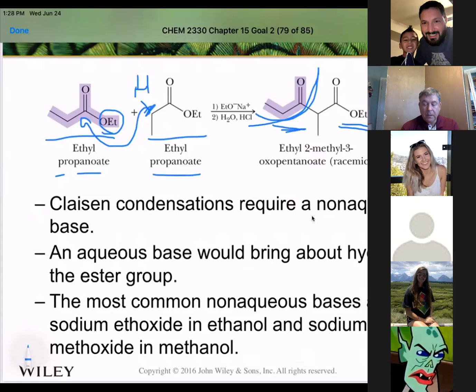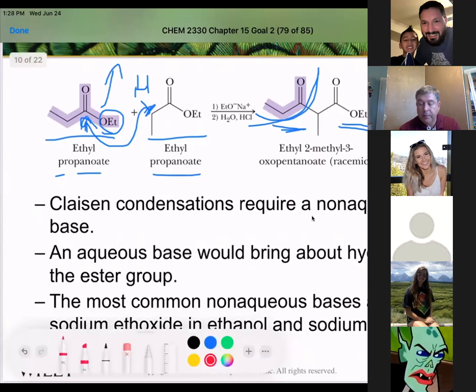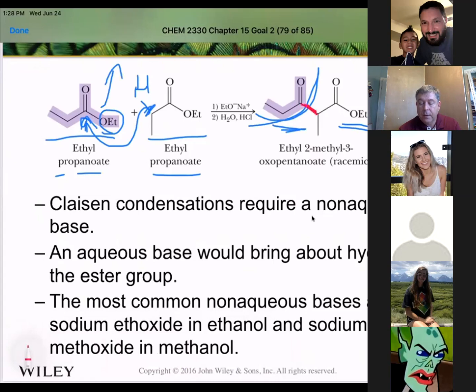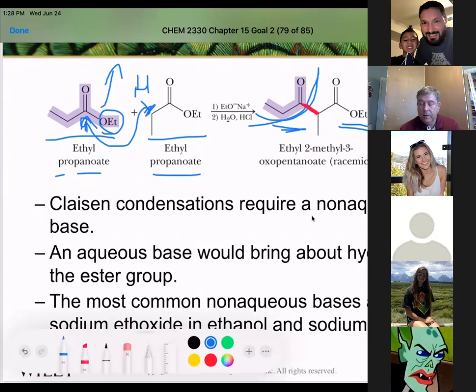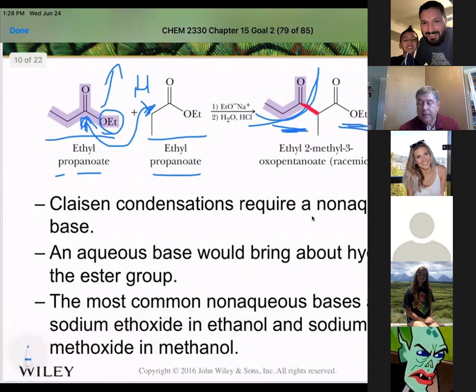Okay, so first step is form our enolate. Then we react our enolate with the carbonyl compound, losing alcohol to generate our new sigma bond. I'm going to draw our new sigma bond in red here. This is our new sigma bond. We've lost our ethanol here. And so we end up with our species of ketone plus ester. All right, so that is the Claisen reaction.